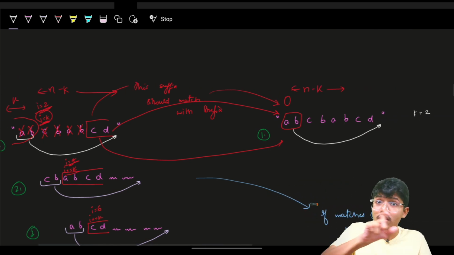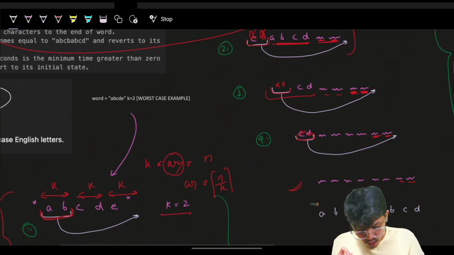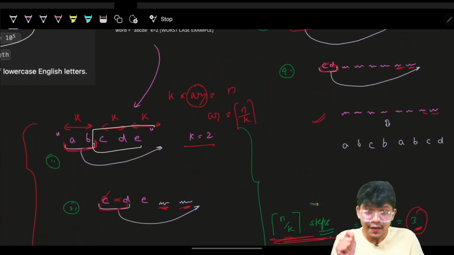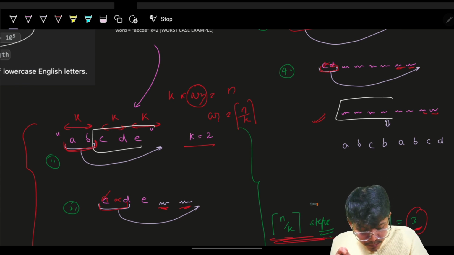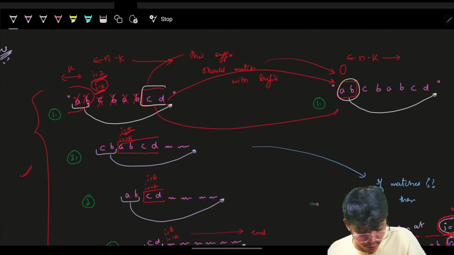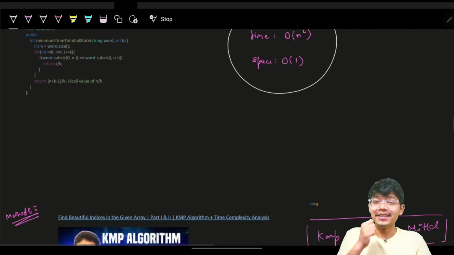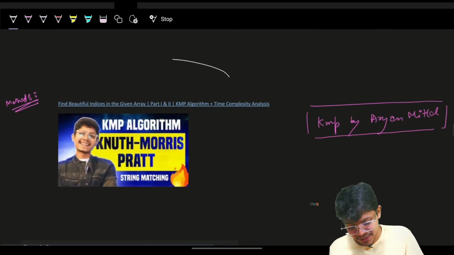If you had focused on my words, many times I spoke one statement: what is the suffix which was matching your prefix? I had spoken this many times. What is your suffix which was matching your prefix of the same length? And the same thing is done in the smallest possible time by KMP.